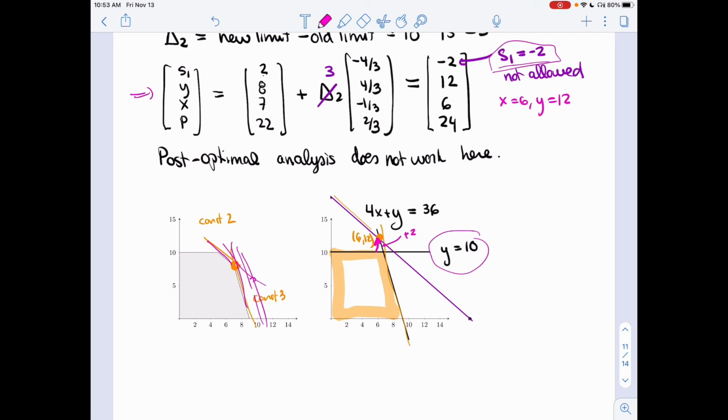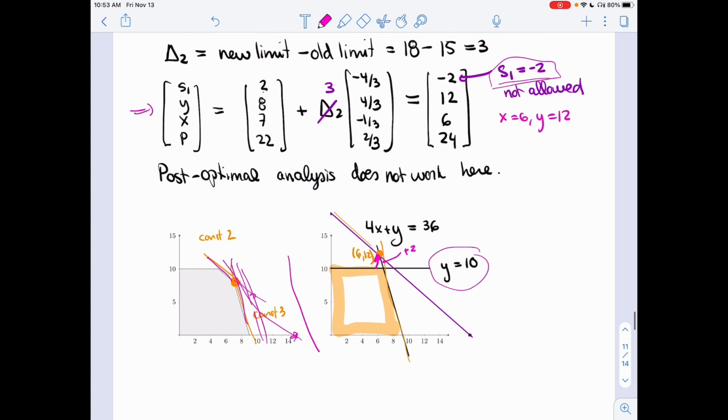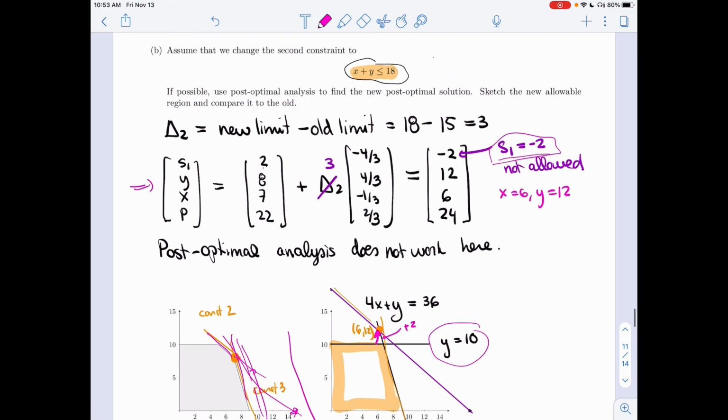But if you move it a lot, if I move it right here past another corner, then it cannot be the optimal solution any longer. All right, so for a problem like this, if you want to know what the solution is, you'd have to start from scratch with this in your initial table.